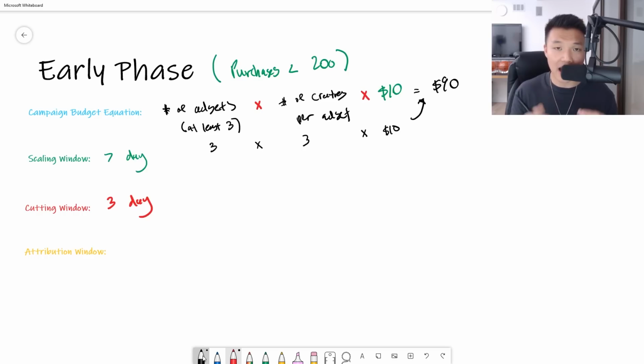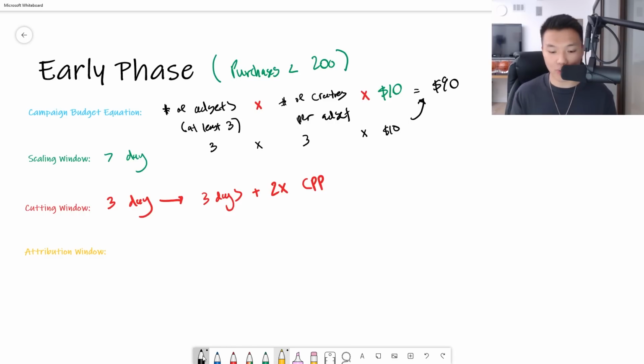Now, in terms of cutting, how do I like to cut? I've gone over this before in my previous videos. I want to make sure that everything has spent at least 3 days. Basically, in the first 3 days, I'm not making any changes, unless you're very concerned about the quality of your creatives, your products, or your website, in which case you shouldn't have started advertising anyway. So I make sure everything spends for at least 3 days and also at least 2 times the cost per purchase that I am targeting, which is obviously based on your average order value and your margin.